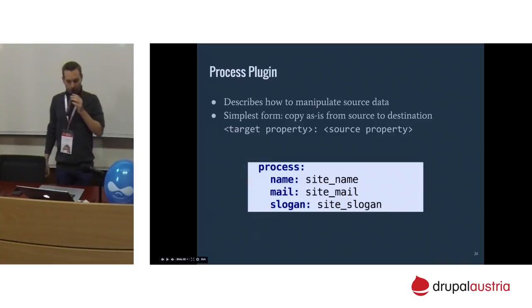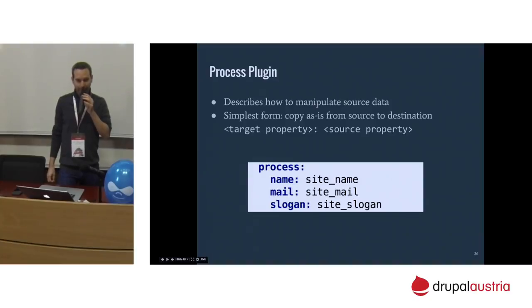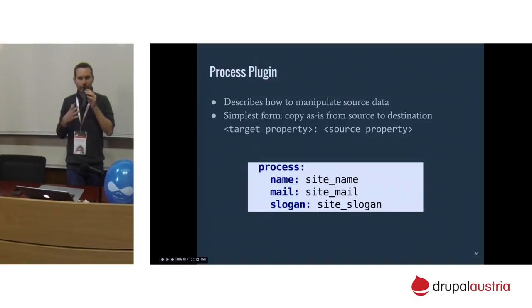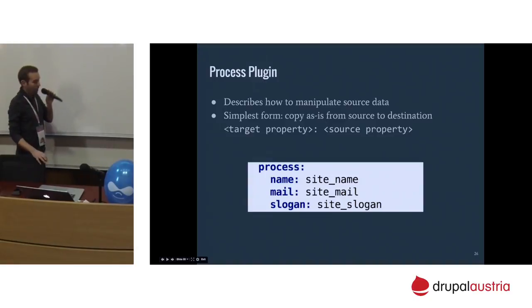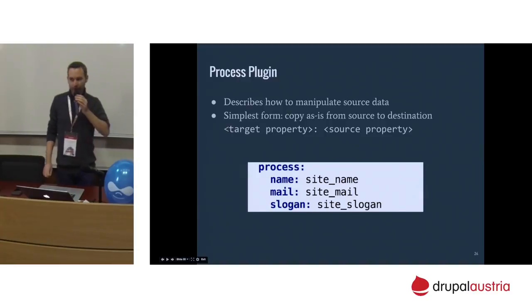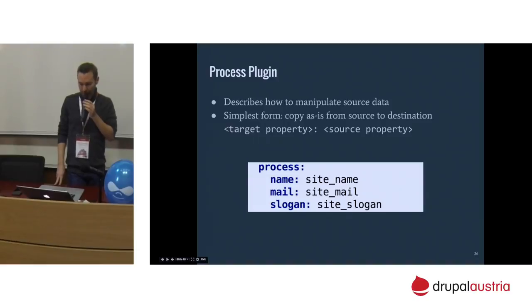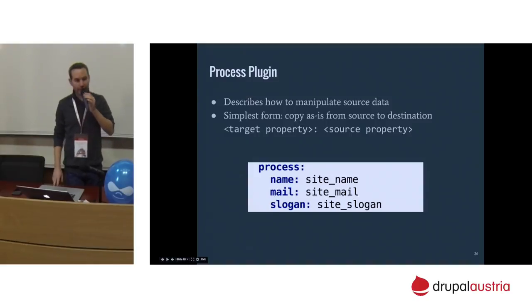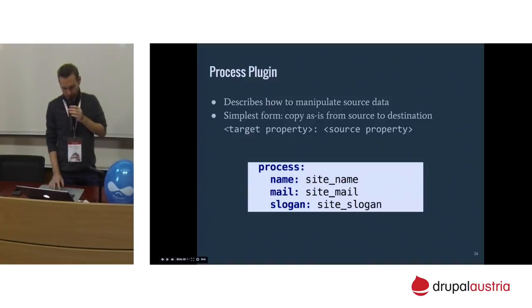So the process configuration will describe the flow of manipulations that the data will go through before it gets assigned to the destination field. In this example, we are just using the get process plugin. It's not explicitly defined, but this is the default process plugin, which will just take a source field, pass it on to the destination field, and actually do no processing. So in this case, the site name variable from your Drupal 6 site will be mapped to the name destination field in Drupal 8. So that's pretty straightforward.